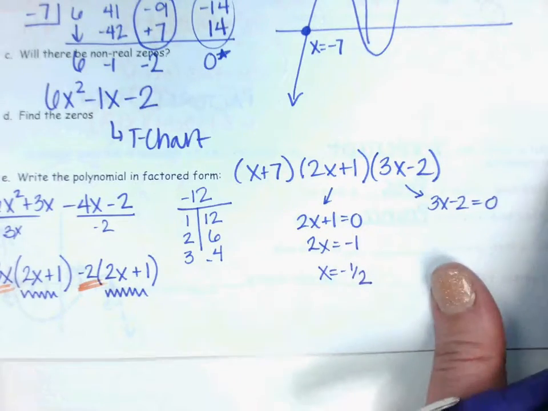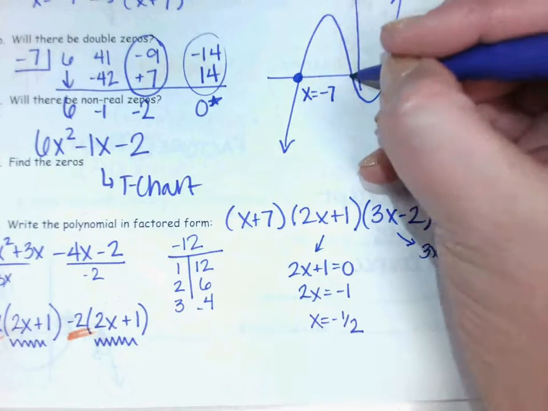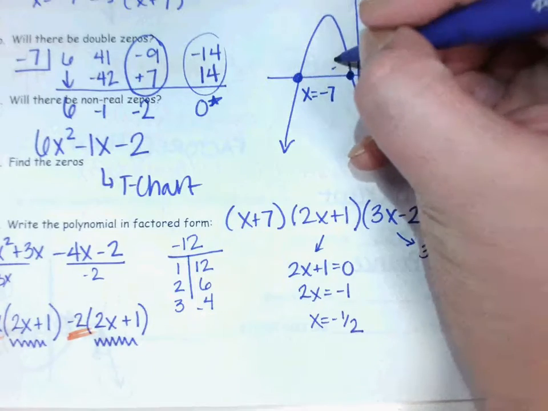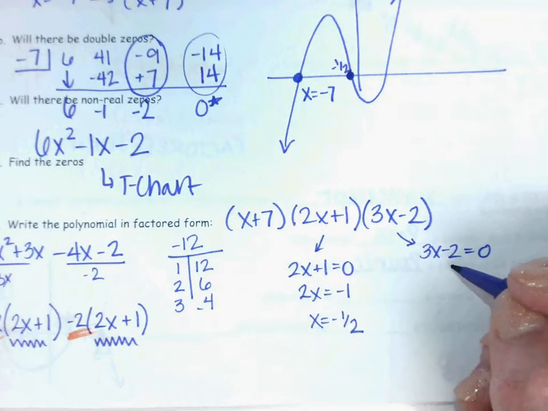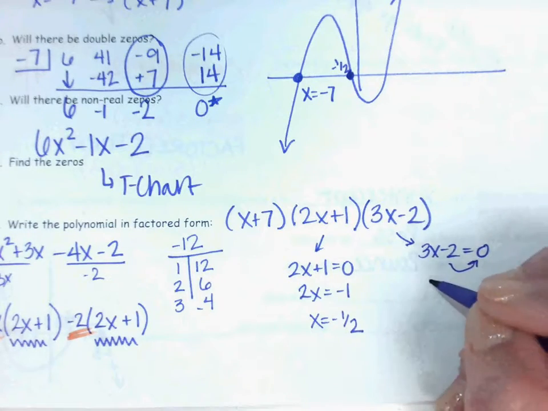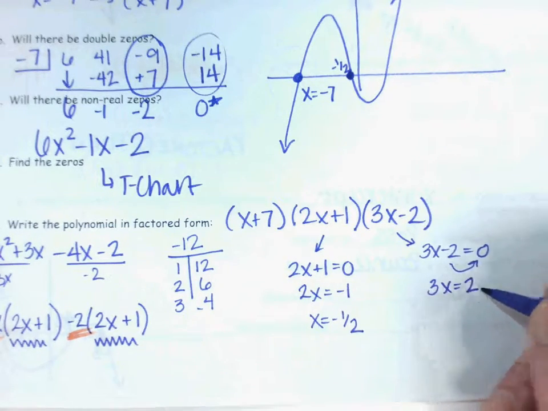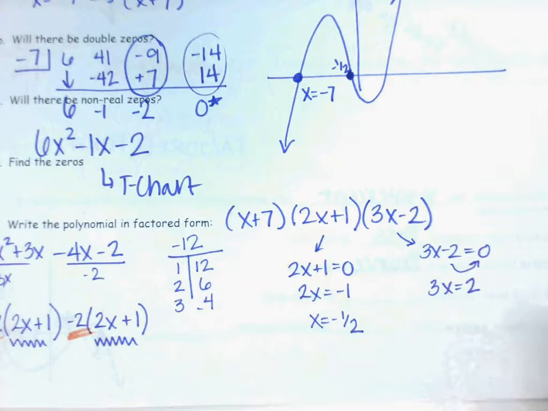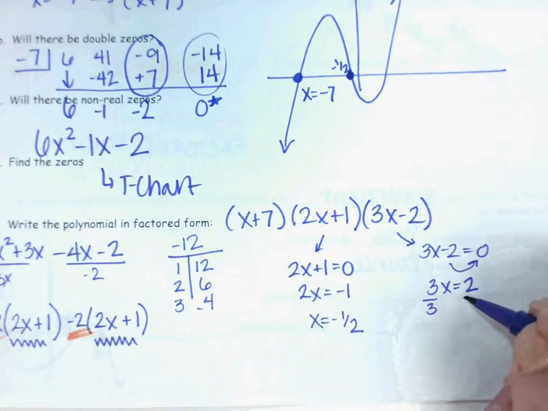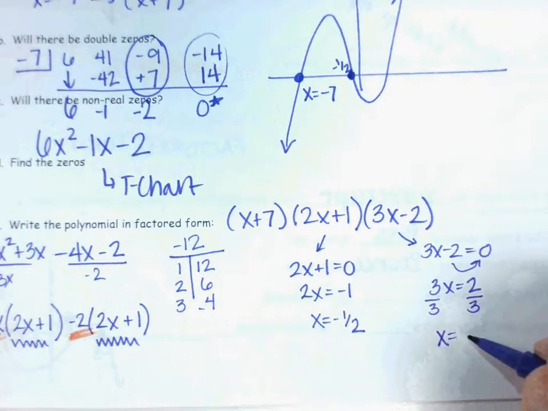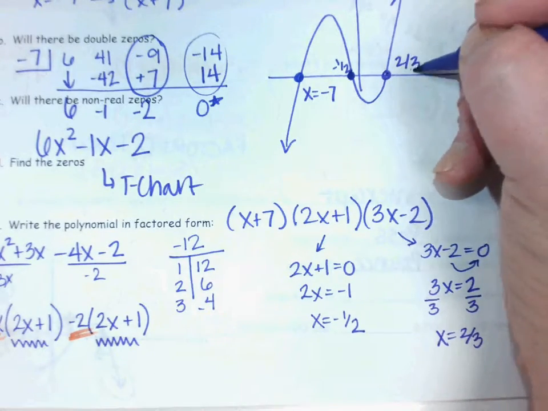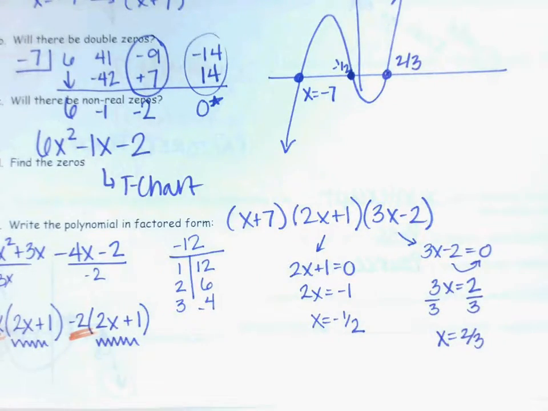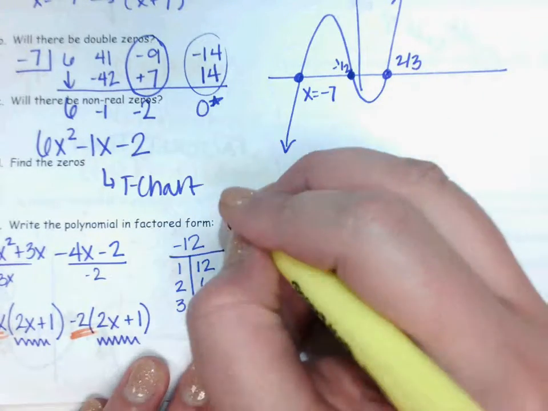Now look at your graph. Which x is that? That's this one, right? That's your negative a half. And then my third one, I'm going to bring my negative 2 across. Now it's a positive 2. And then if I divide by the 3, what's my third one? It'd be 2/3. Yeah.